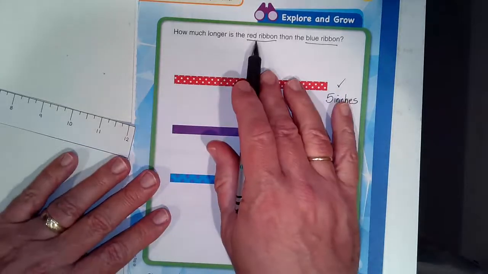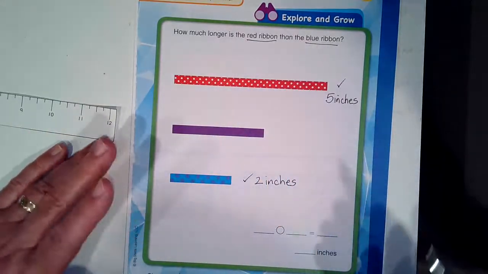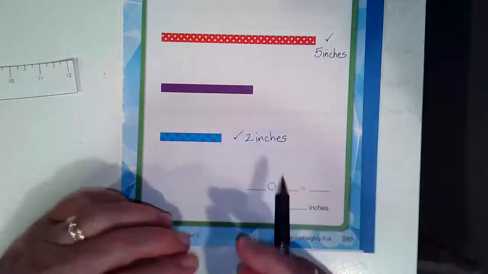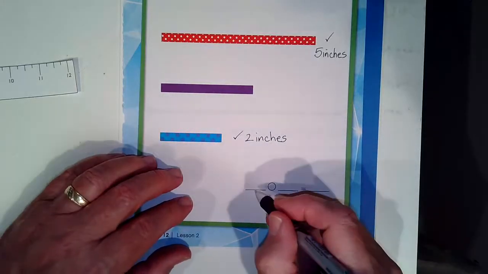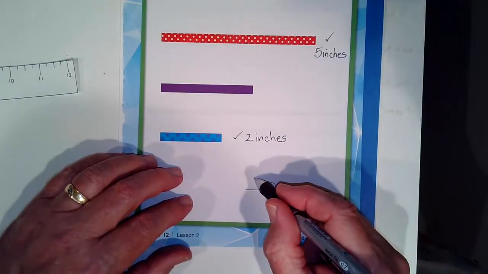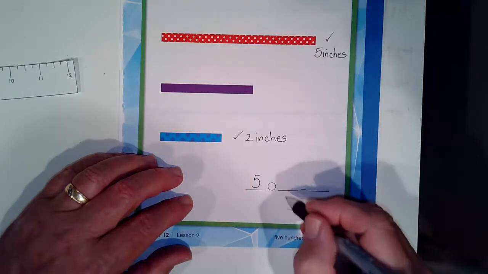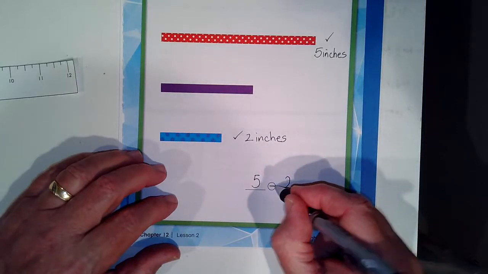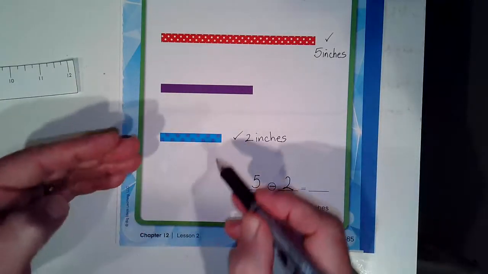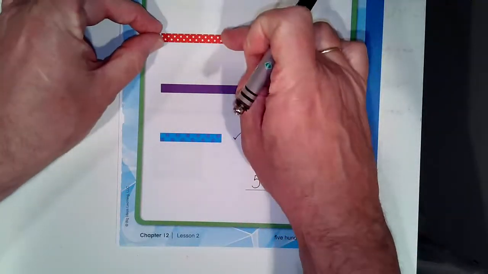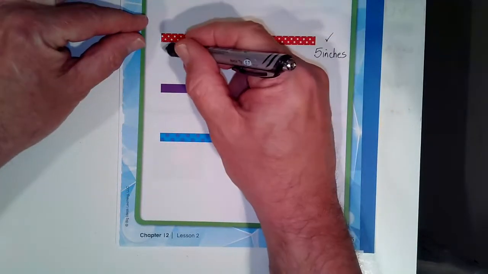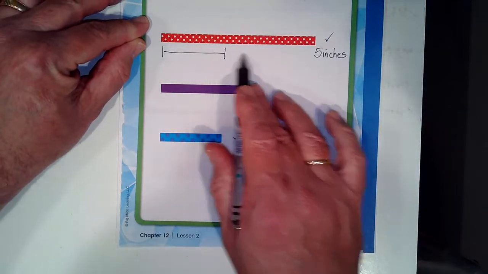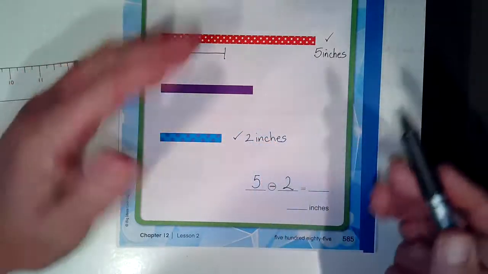So, how much longer is the red ribbon than the blue ribbon? To find out how much longer something is is a difference problem. So I can say the difference between 5 inches and 2 inches. When I say the difference, I want to do a subtraction problem. I have this and this. What is the difference? If I brought this up here and I said, well, let's see, there's 2 inches. What's left is going to be the answer to my problem.